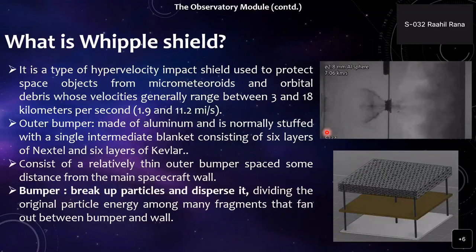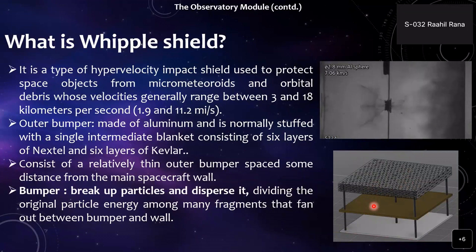Now, what is a Whipple shield? As the diagram shows, it is a multi-layer insulation. It is a hypervelocity impact shield. We know the micro debris travel at speeds of kilometers per second, to be specific, between 3 to 18. So this is basically made up of outer bumpers and inner layers.